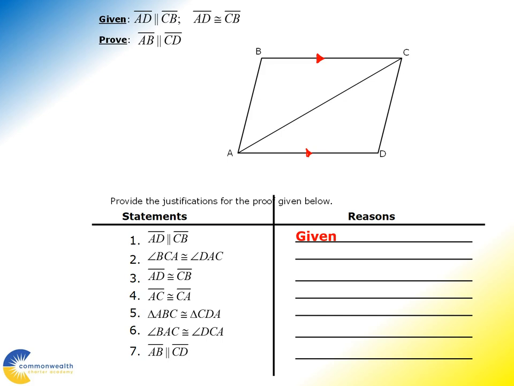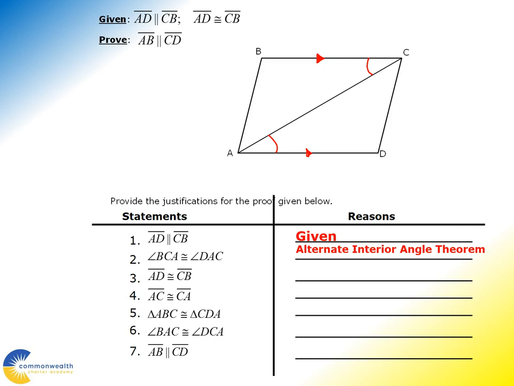And I'm marking it with the arrowheads up there, because those indicate that the two segments are parallel to each other. Then it says that angle BCA is congruent to angle DAC. And as you can see, when I mark it, those are alternate interior angles, and because the lines are parallel, and AC being a transversal here, I do know that those angles would be congruent by the alternate interior angle theorem.